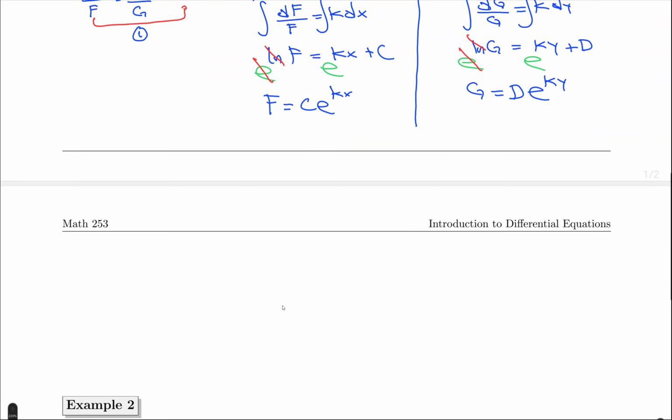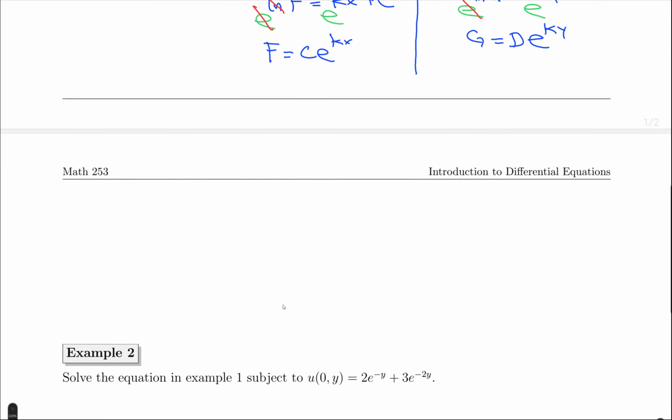Let's move to the next page. I have some space at the top of the next page to write the general solution. So u of x, y equals, again, let me state the form of the solution, f of x times g of y. So u of x, y equals f, which is c e to the kx, times d e to the ky.